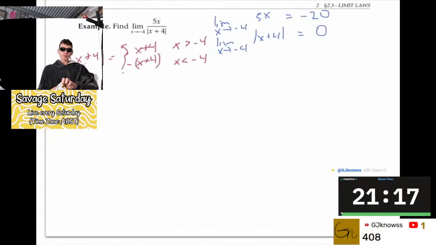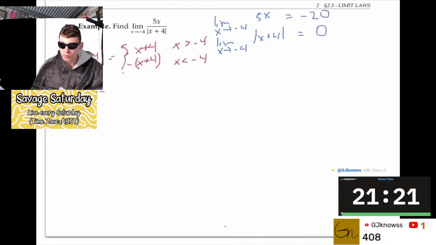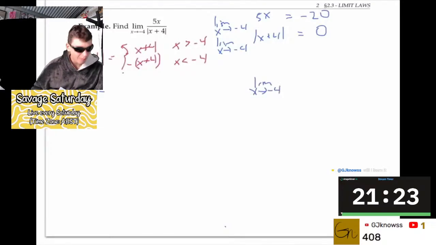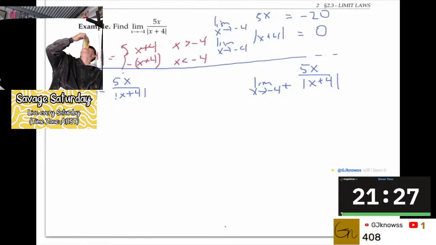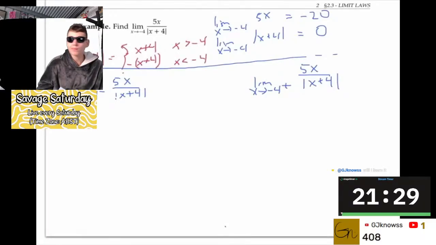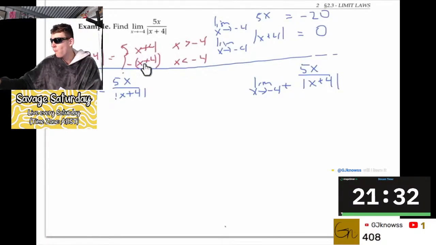All right, so that's going to come in handy when we look at the limit as x goes to negative 4 from the left and from the right. So when we approach negative 4 from the left, x is going to be less than negative 4. So we're going to be in this situation here, where the absolute value gives us the opposite sign.